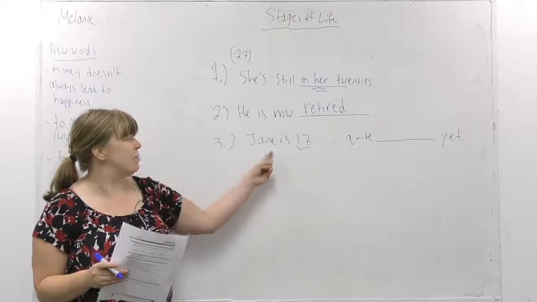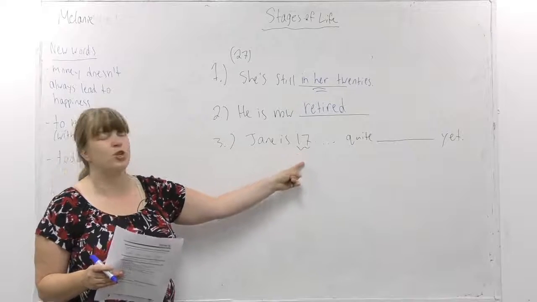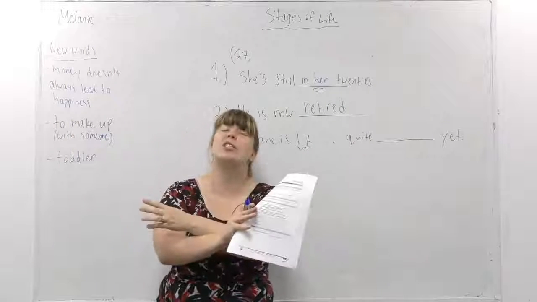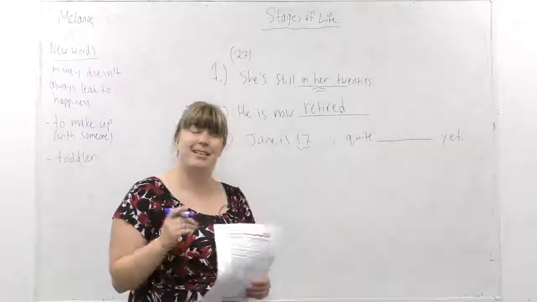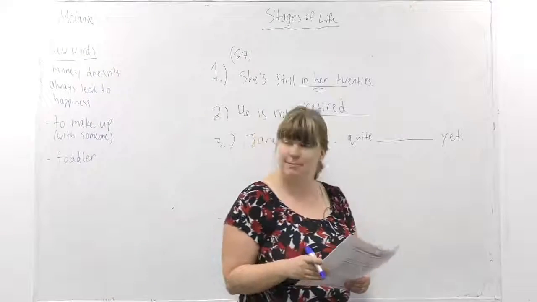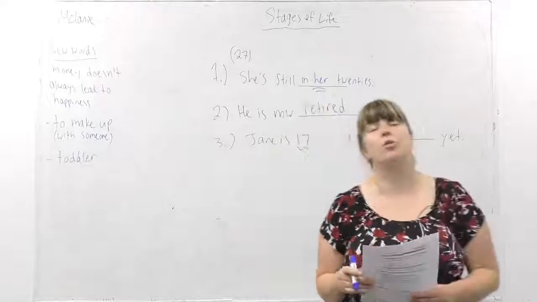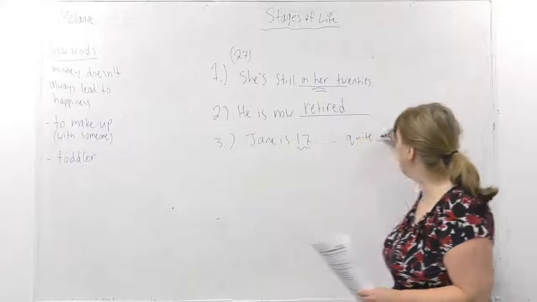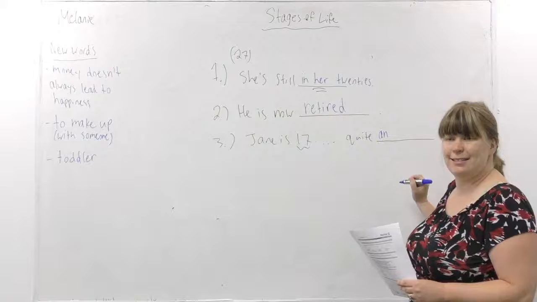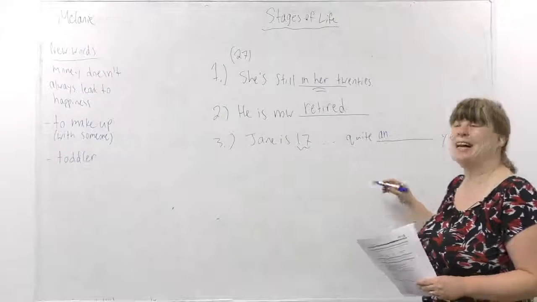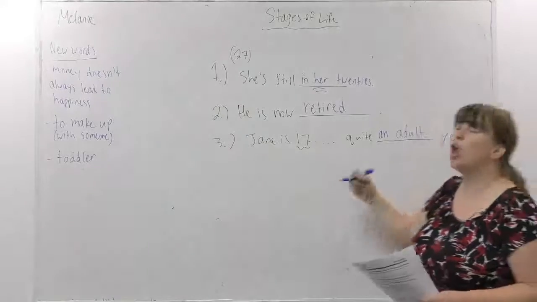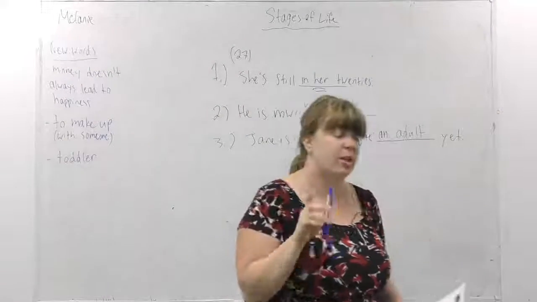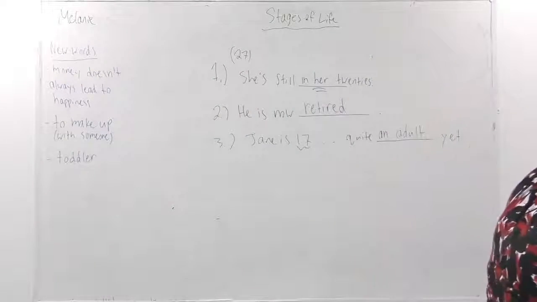Okay, so Jane is 17. She's a teenager, but she is not quite something yet. What do you guys think the answer is? She is not quite an, very good, an adult. She is not quite an adult yet. She is almost an adult. She's close. One more year and she will be an adult.